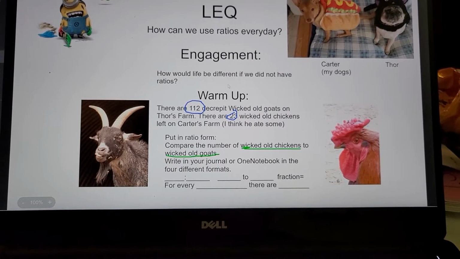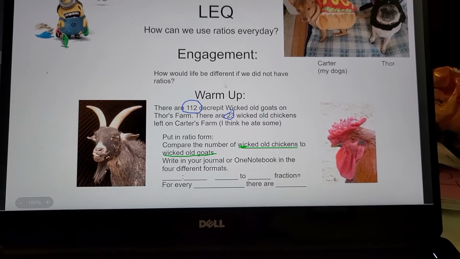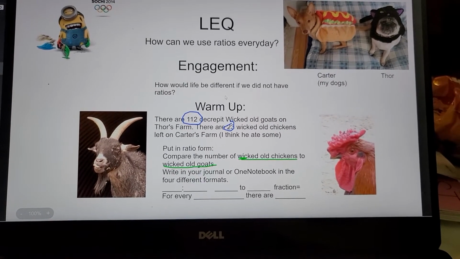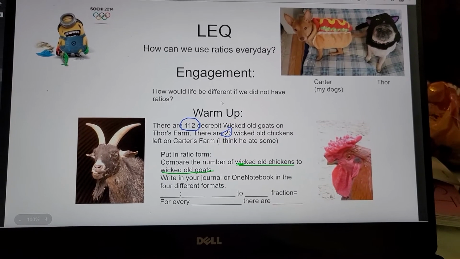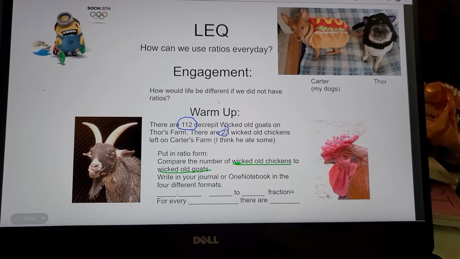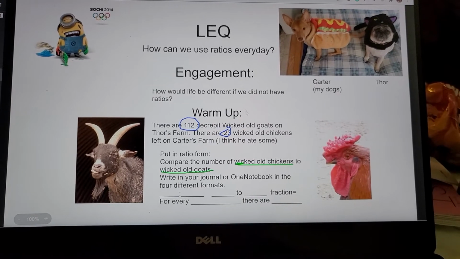Some of the answers to that question were we wouldn't be able to cook correctly, we wouldn't be able to bake correctly, we wouldn't have correct measurements for houses, some things along those lines.